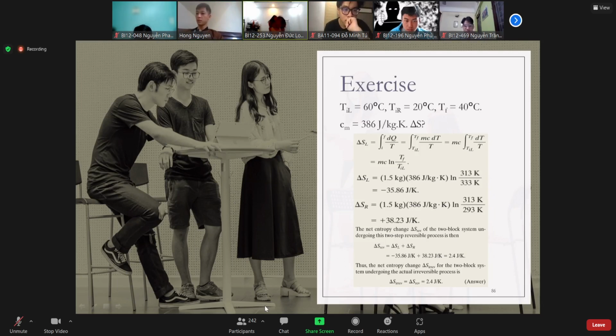Teacher? So from the beginning, we have two equations to calculate the delta S. So when will we use the one or the two equations? Actually, from the beginning, you have to explain that we are calculating the change in entropy for the two-step reversible process having the same initial and final state with that of the irreversible process.